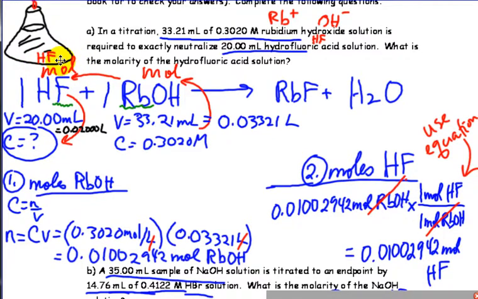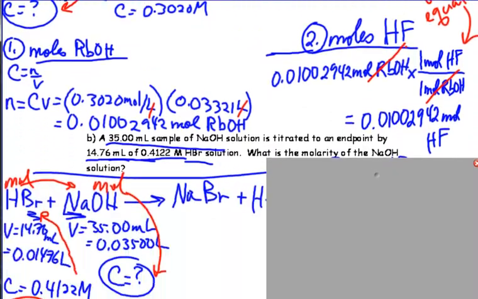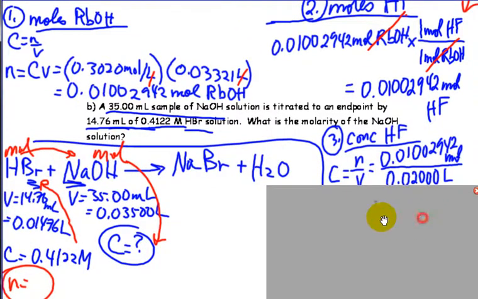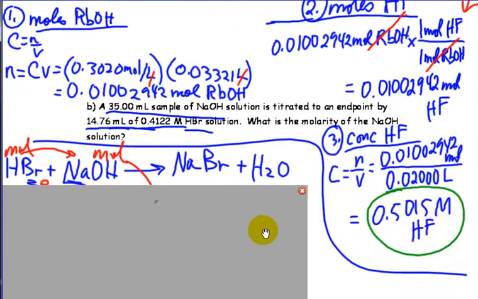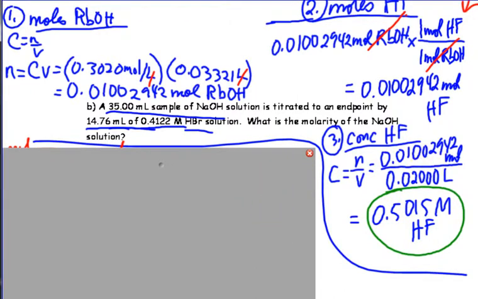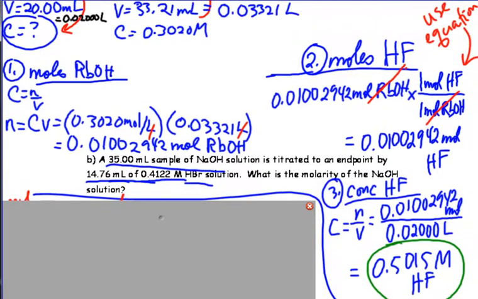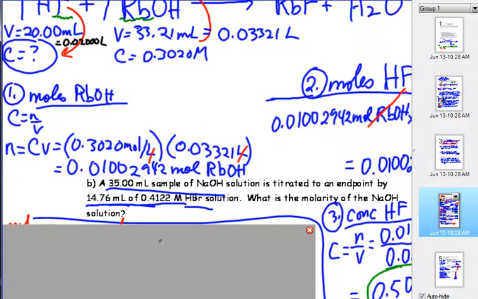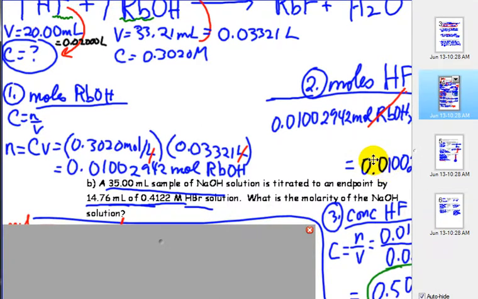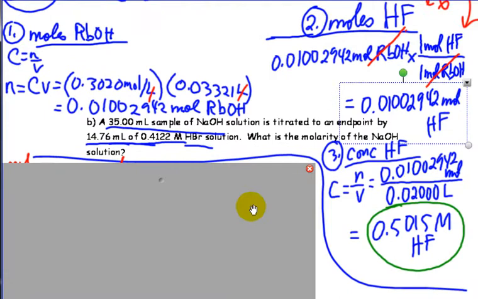Then lastly, I know moles. I know volume. 20 mL is 0.02000 liters. So I can now figure out number 3, the concentration of HF, by taking my moles over volume, 0.5015 molar. Okay, so basically 3 steps involved in figuring that out. I'll maybe pause the video, read part B, see if you can work through that and figure it out.